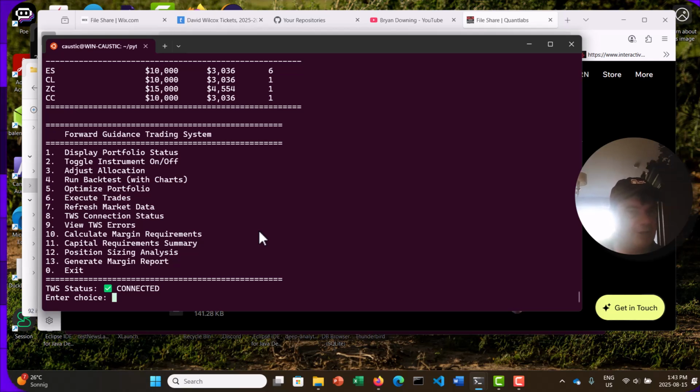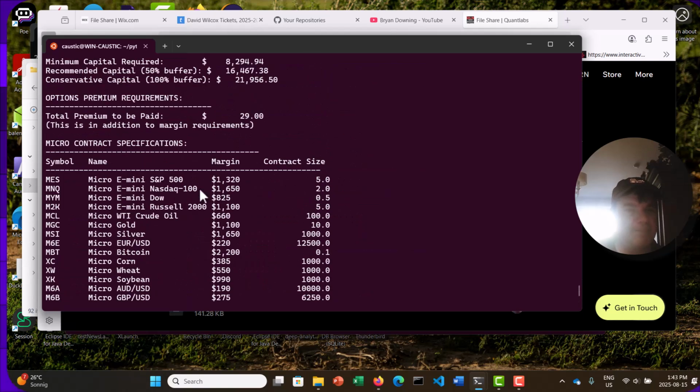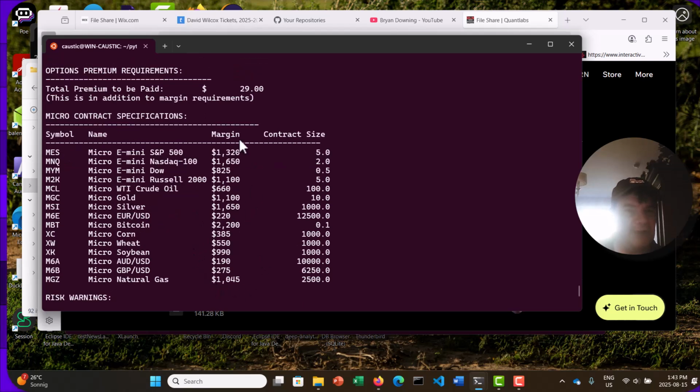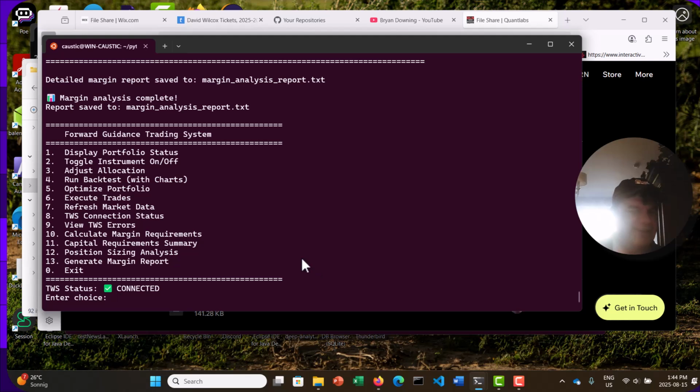Again, this is all done in Python generated by AI. So let's generate the required margin report. So these are, again, the micro contract specs. This is always changing. So as of this time, it will be all these, and I think I've gone through these with the micro e-mini contract sizes. Okay. So this is really a good little calculator. So let me show you now the available.